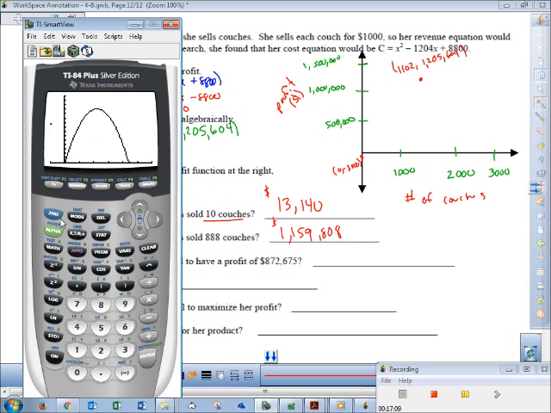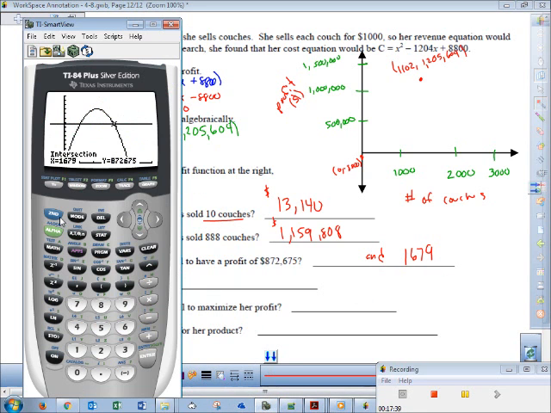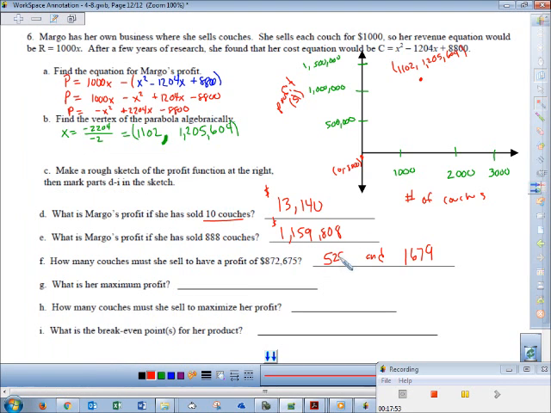And then we need to calculate the intersection. So second, calculate choice 5. First curve, enter. Second curve, enter. Guess. It'll take you to one of those. So 1679. And second, calculate 5. First curve, second curve. Now I got to move my cursor over closer towards that other dude. So it will calculate that one. 525. So 525 and as many couches.